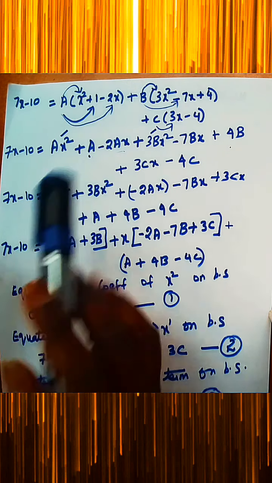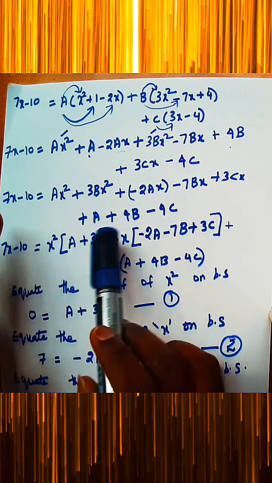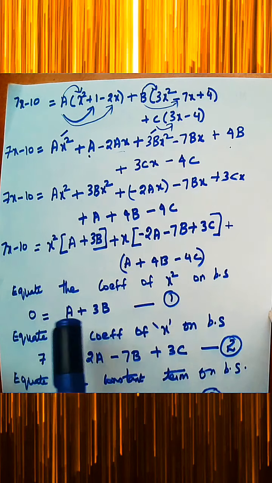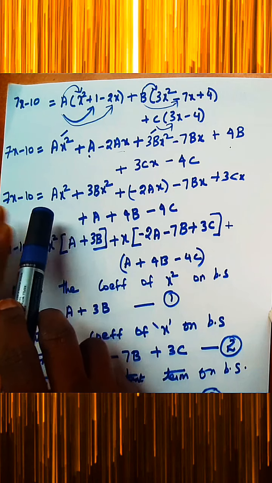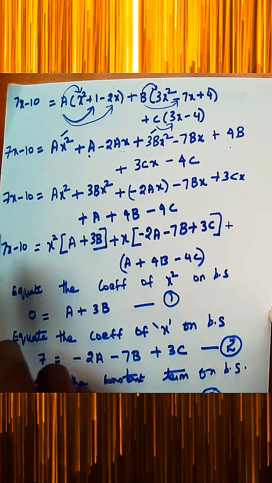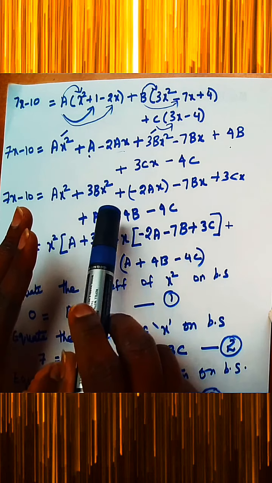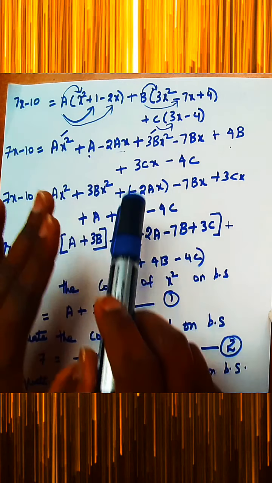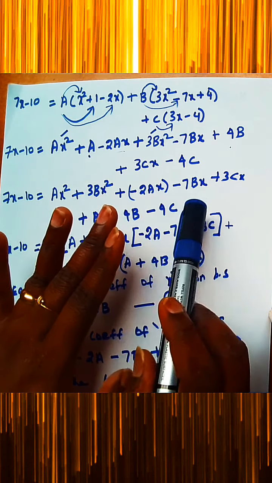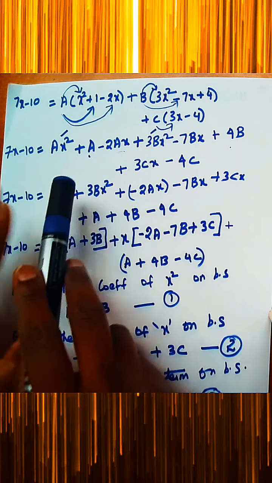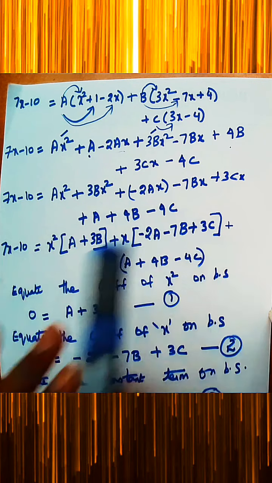Okay, now what we are doing, we are taking the x square term separately, x term separately, and the constant term. What are the x square terms? On the left hand side, you have 7x minus 10, keep it as it is, x square plus 3bx square. What are the x terms? Minus 2ax minus 7bx plus 3cx, and constant a plus 4b minus 4c.